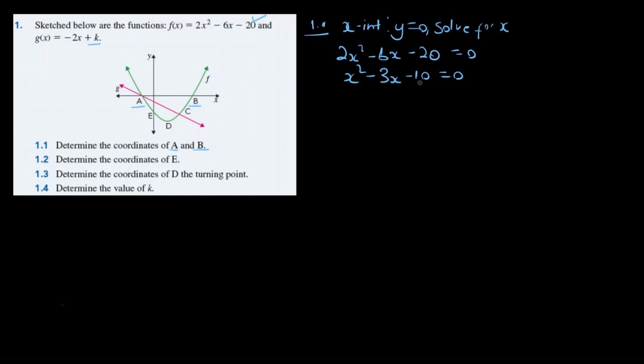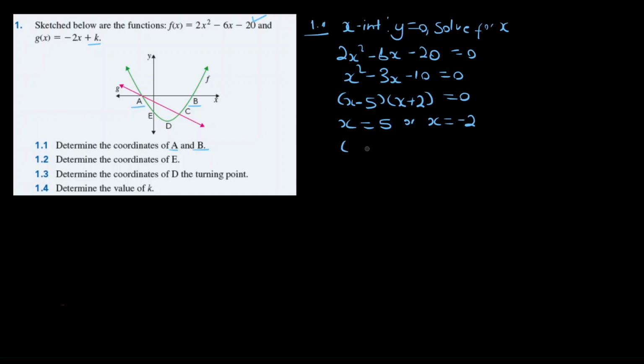Then we find the factors of 10 that we add or subtract to give us negative 3, and that we multiply to give us negative 10. The factors of 10 will be 5 and 2, and negative 5 plus 2 gives us negative 3, while negative 5 times 2 gives us negative 10. So x is equal to 5, or x is equal to negative 2.